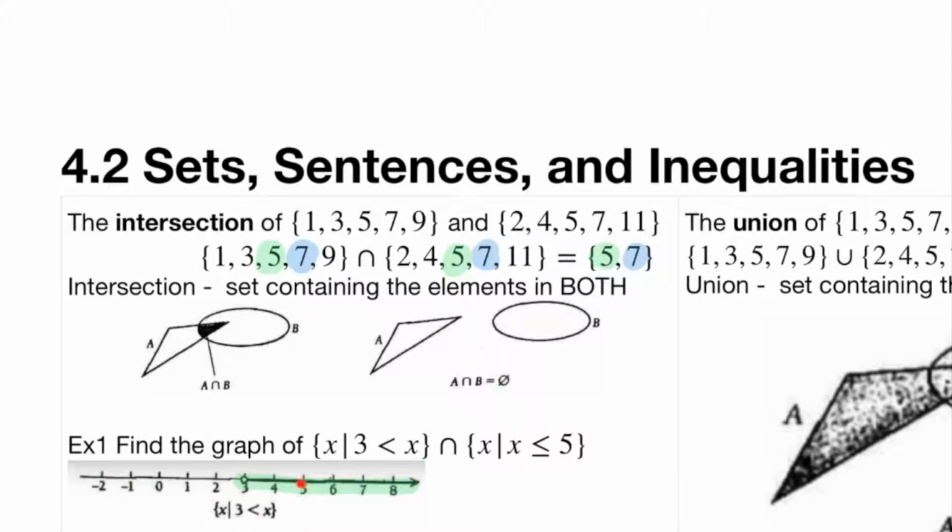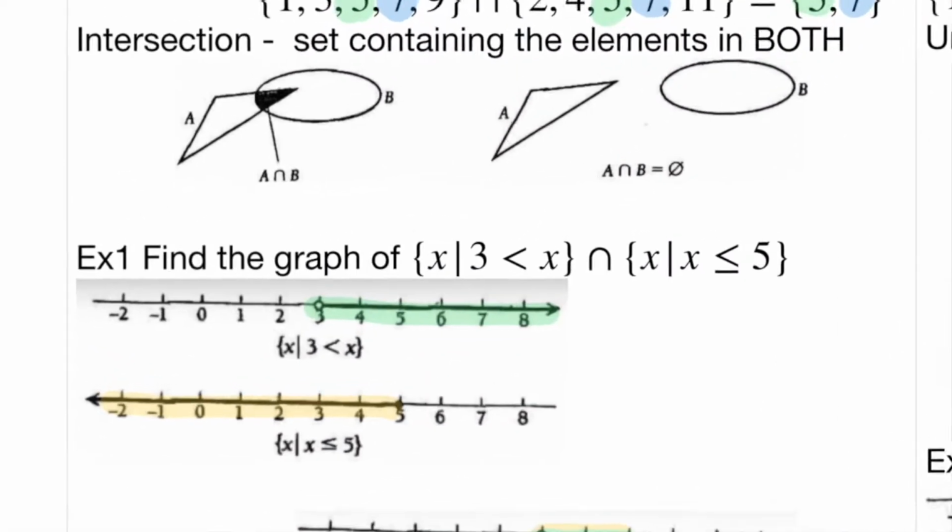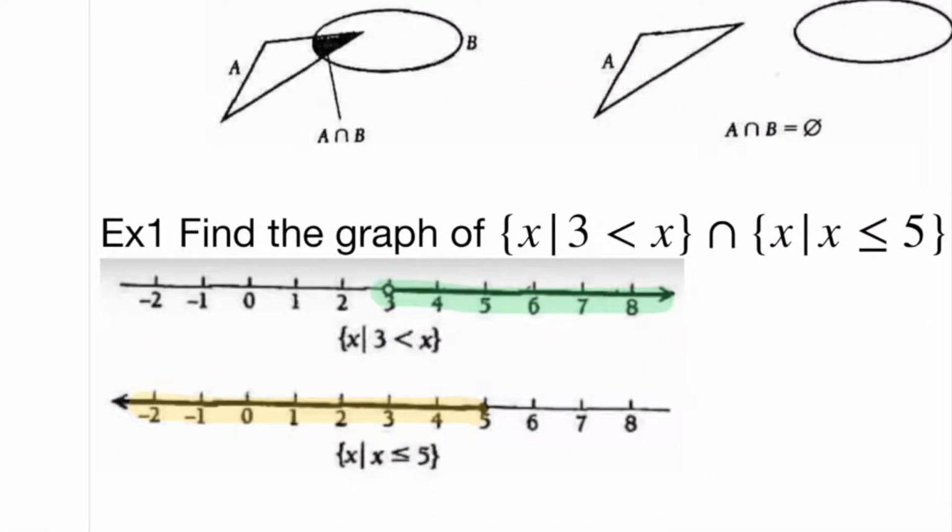Find the graph of x such that 3 is less than x, and the intersection with x such that x is less than or equal to 5. So let's graph these individually. You can see that here are all the numbers such that 3 is less than x, or x is greater than 3. Notice the open dot here. We're not including 3, we're including anything that's greater than 3. And here there's a closed dot, and we're including everything that's less than or equal to 5.